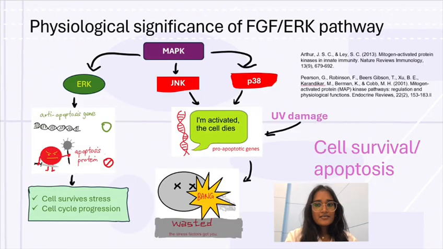The third role is survival and apoptosis. For cell survival, the ERK pathway is initiated by growth factors, promoting survival by activating anti-apoptotic genes and inhibiting pro-apoptotic proteins. This helps cells survive stress and promotes cell cycle progression. And for apoptosis, the JNK and P38 pathways are triggered by stress signals like UV damage and activate pro-apoptotic genes, leading to programmed cell death.